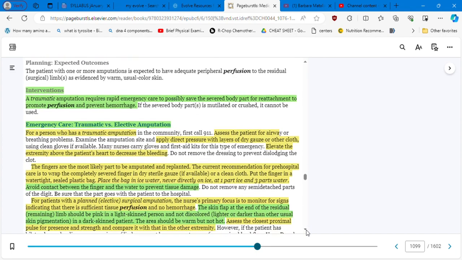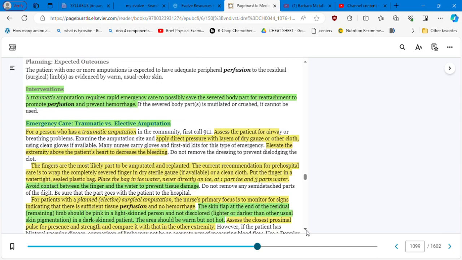The interventions. A traumatic amputation requires rapid emergency care to possibly save the severed body part for reattachment to promote perfusion and prevent hemorrhage. So emergency care, traumatic versus elective amputation. Notice the difference. For a person who has a traumatic amputation, assess the patient for airway.